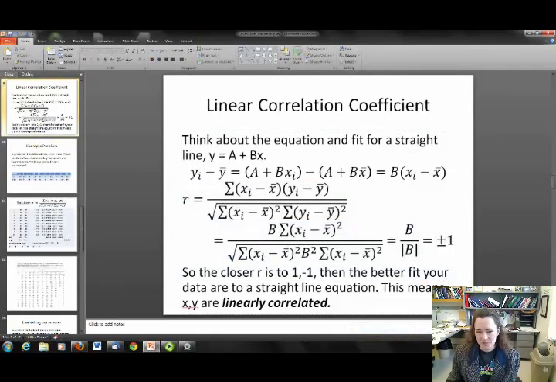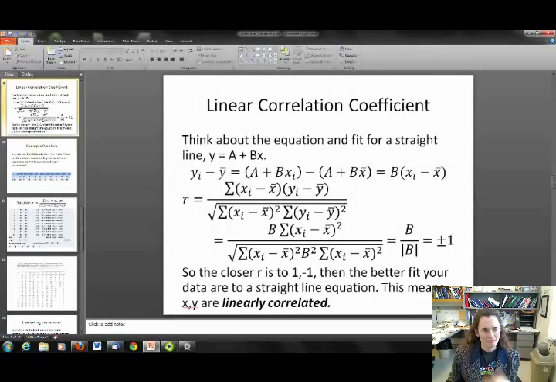So what does this say? This says that the closer your value of r is to 1 or minus 1, the better fit your data is to a straight line equation. So if r is very close to 1 or minus 1, then this means that your data are what we call linearly correlated.